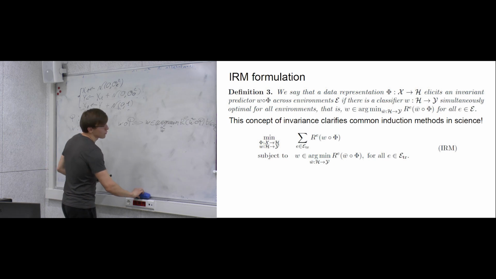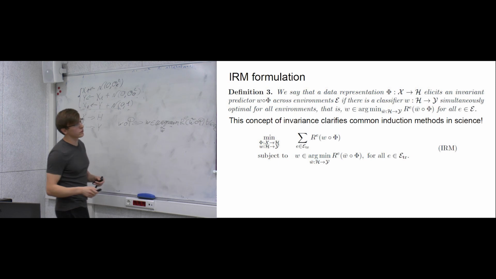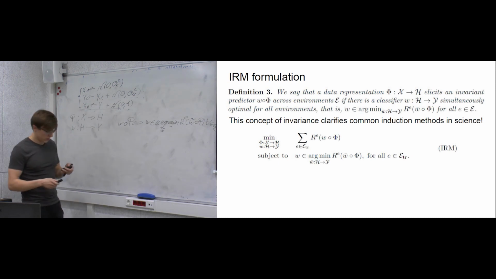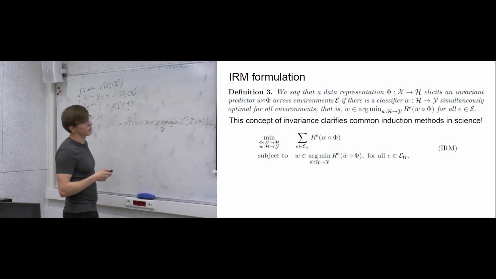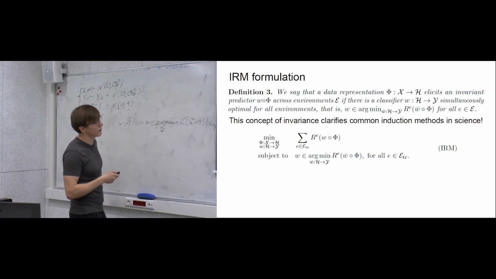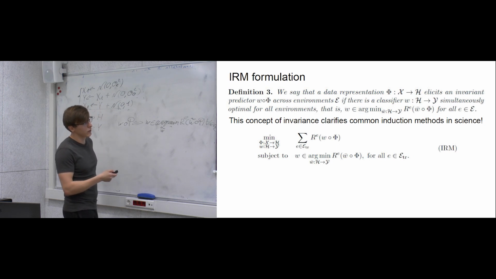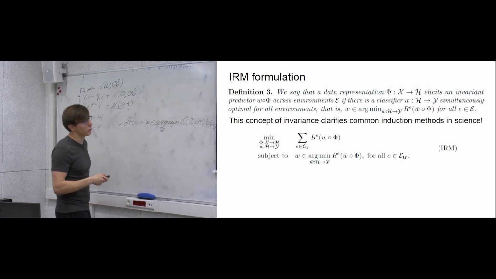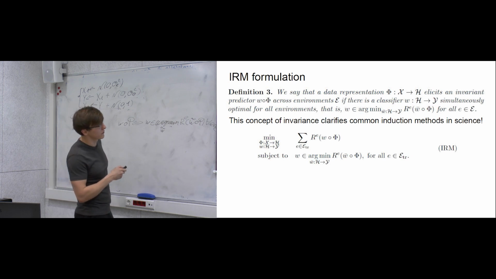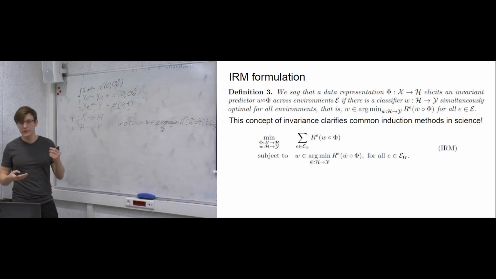So yeah, the formulation of IRM is, again, a constraint optimization problem. You see that we are trying to minimize across all the accessible representations and all the accessible classifiers. We're trying to minimize empirical risk on our training environments, but we are constrained to use only invariant predictors, according to this definition. So we're minimizing our empirical risk across invariant predictors.